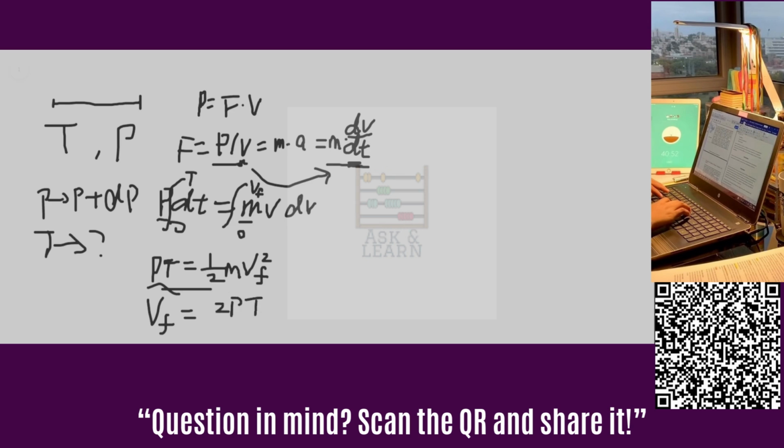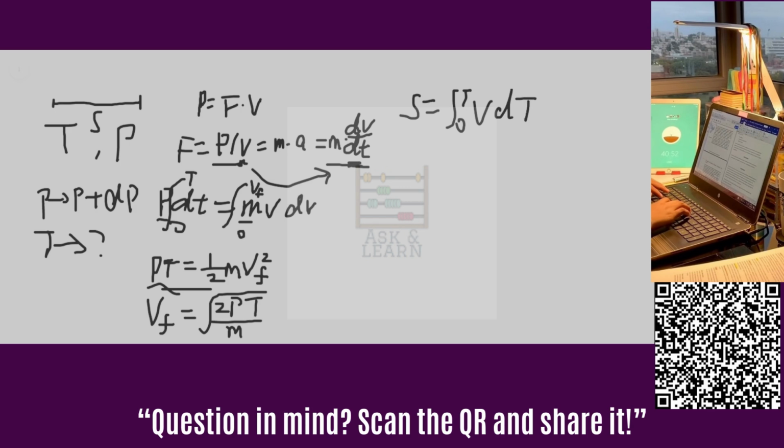This is basically the energy into the system equal to the change of the kinetic energy. So we can solve for this Vf, which will be equal to the square root of 2PT over m. Okay, so this is the final velocity.